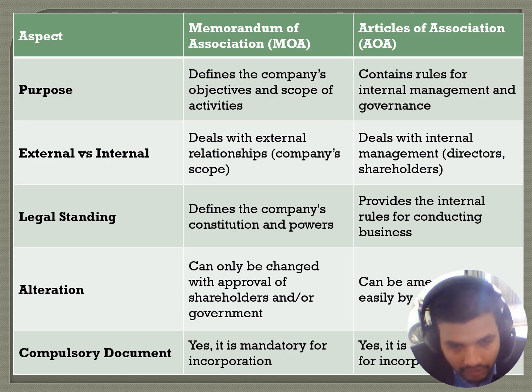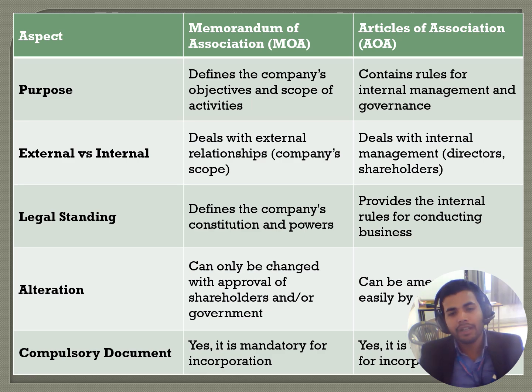To understand the difference between the Memorandum of Association and the Articles of Association, this chart specifies the difference on the basis of purpose. The main purpose of the MOA is to define the company's objective and scope of activities, whereas the AOA contains rules of internal management and governance. The MOA is related to the external relationship of a company. The Articles of Association deals with the internal management of directors and shareholders. The MOA defines the company's constitution and powers, whereas the Articles of Association provides the internal rules to conduct business.